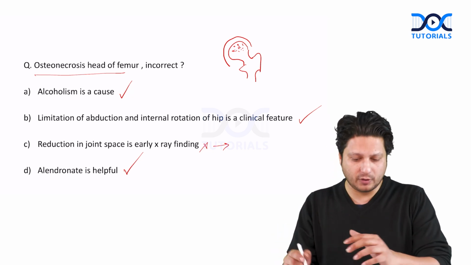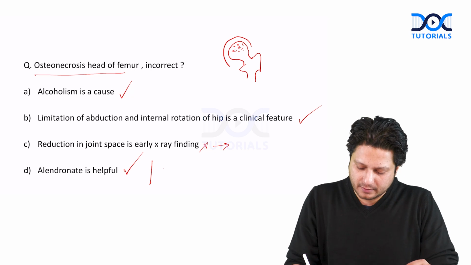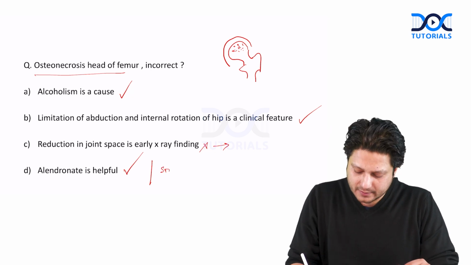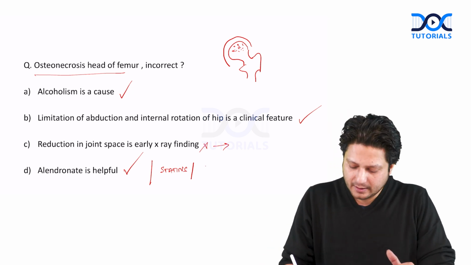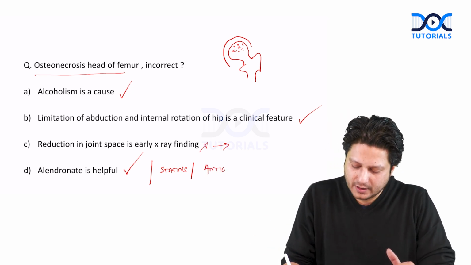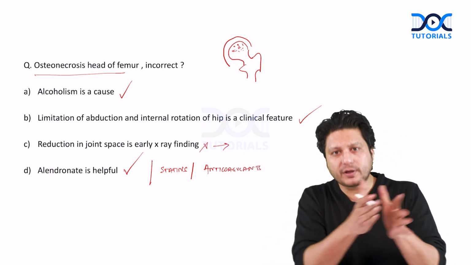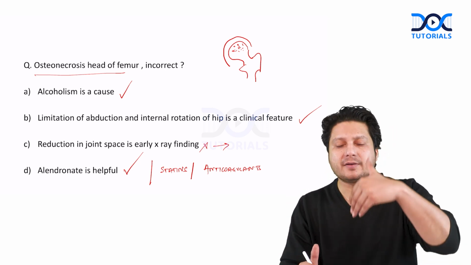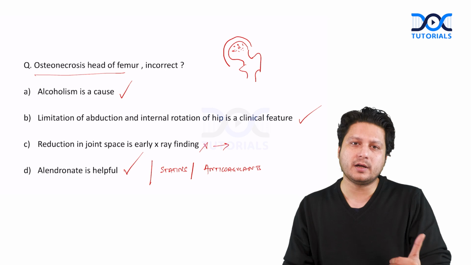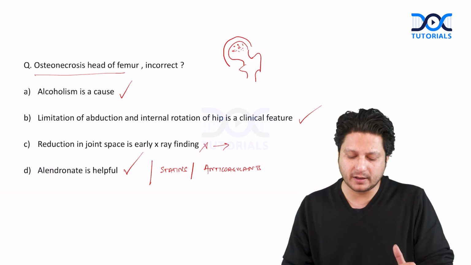The drugs which are helpful are the bisphosphonate, that is alendronate, then the lipid lowering agents like statins, all right, and anticoagulants like enoxaparin. So these are the drugs which can limit the progression of the condition. They cannot cure the condition. They will limit the progression of the condition, and that too in the earlier stages, in the pre-collapse stages of avascular necrosis of the head of the femur.